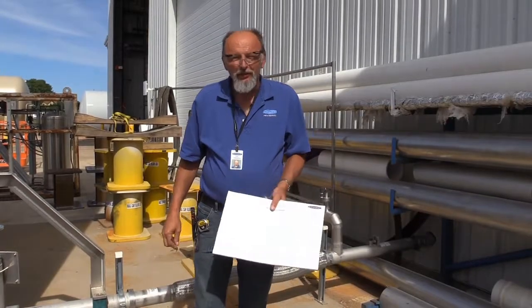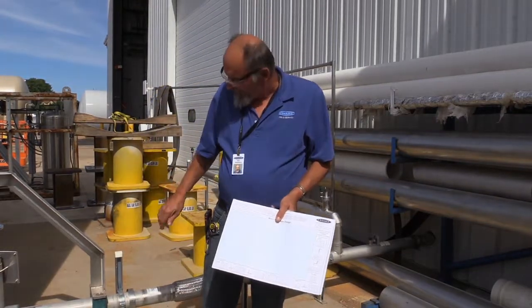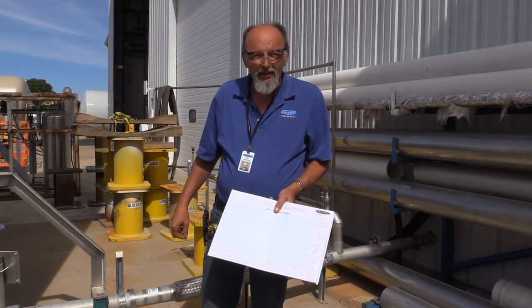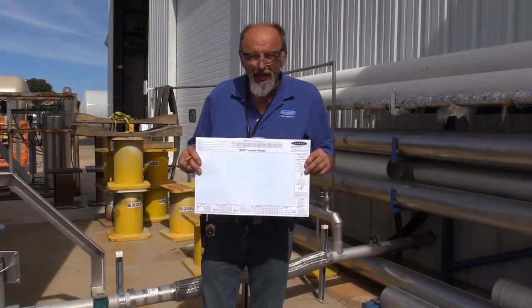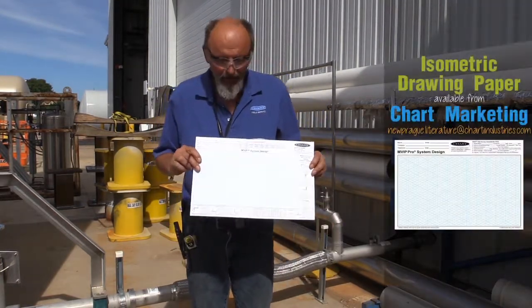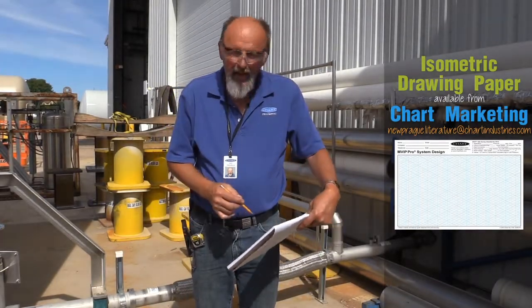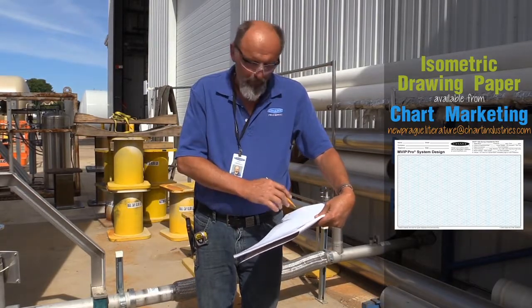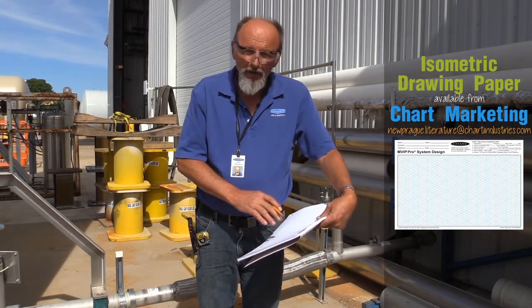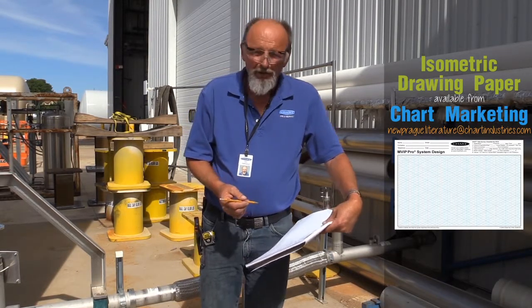In this portion of the video, we're going to talk about how to measure the pipe sections that are going to be needed for a specific job. This is something that can be supplied by Chart. It is isometric drawing paper. It'll allow you to take your measurements and put the design of each section of pipe on this paper so it can be drawn up, designed, and manufactured at Chart.